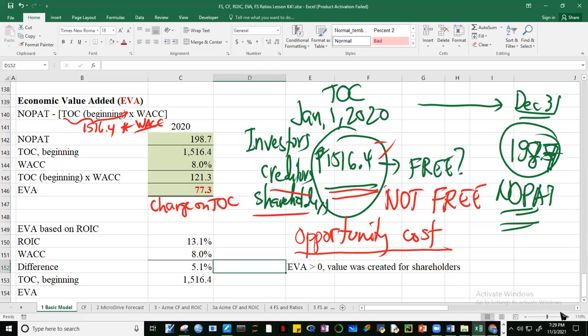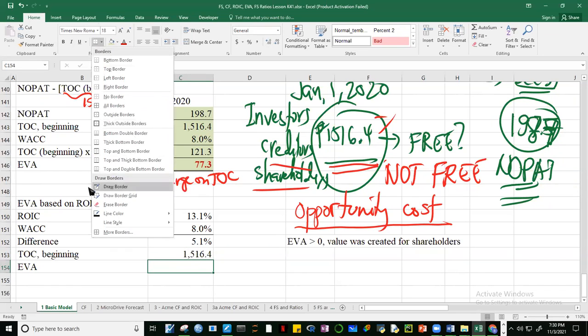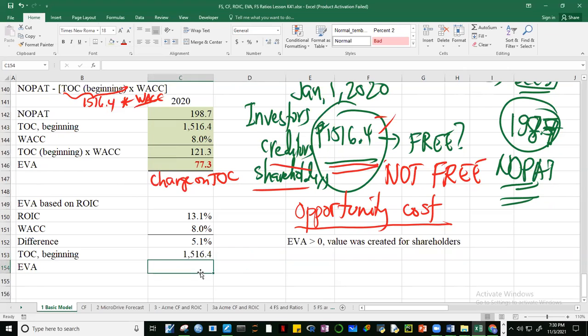No? Diba? Okay, so take a look at it this way, guys. Management was provided this beginning capital of 1516.4. So what did they do with that? They generated 13.1% return. However, the cost was 8.0%. So the net return was 5.1. So they were able to generate a net return of 5.1% based on what was given them, the TOC beginning. TOC beginning was 1516.4. So kumita sila, no? And it was 1516.4 times 5.1%.